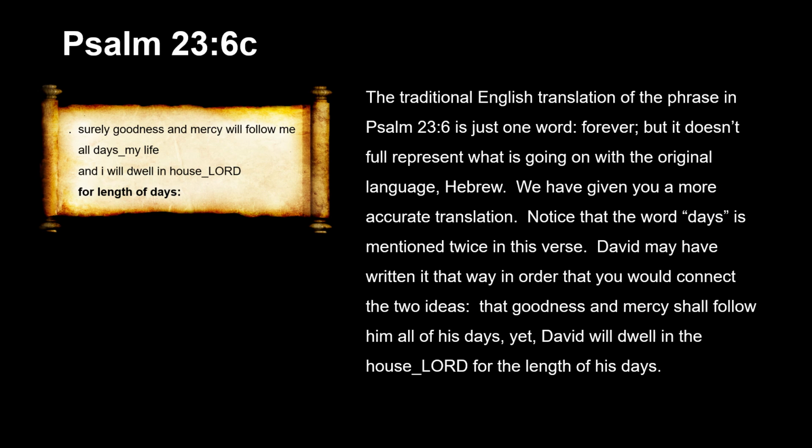Now we look at Psalm 23:6c. Surely goodness and mercy will follow me all days my life, and I will dwell in house Lord for length of days. Okay, so the traditional English translation of the phrase of 23:6 is just one word, "forever." But it doesn't fully represent what's going on in the original language, Hebrew. We have given you a more accurate translation. Notice that the word "days" is mentioned twice in this verse. David may have written it in that way in order that you would connect the two ideas, that goodness and mercy shall follow him all of his days, yet David will dwell in the house, Lord, for the length of his days.